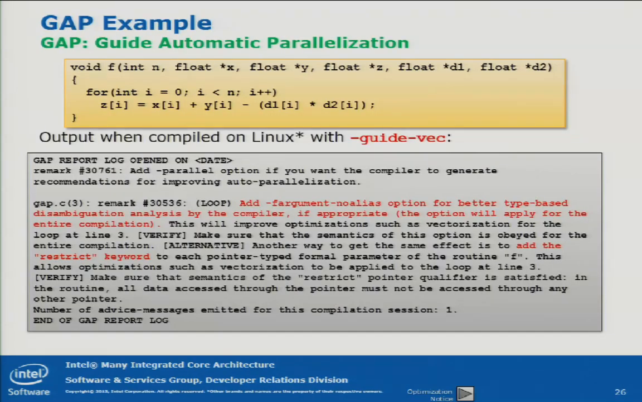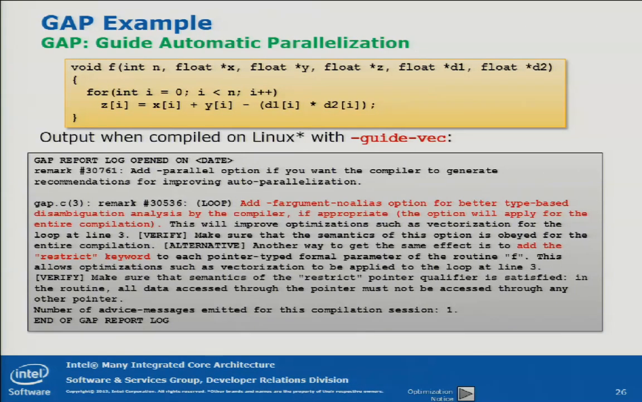What we also have is called GAP. That's guided auto parallelization, but it's also for vectorization. And what this is, it's kind of making the compiler an interactive tool to respond back to the programmer what the compiler thinks the actual problem is in the code. So when you turn it on, for example, for this code pass, it will tell you that it didn't vectorize because it assumes that there's a data dependency by aliasing, right? And so what it tells you is, add some option to the compiler for better type-based disambiguation analysis by the compiler if appropriate, right?